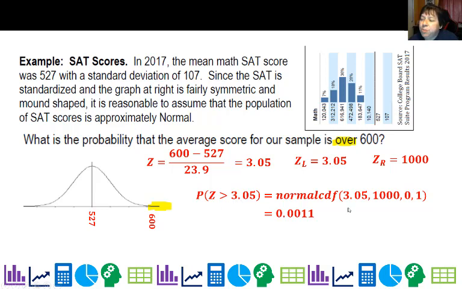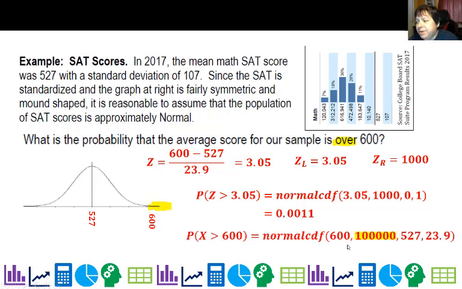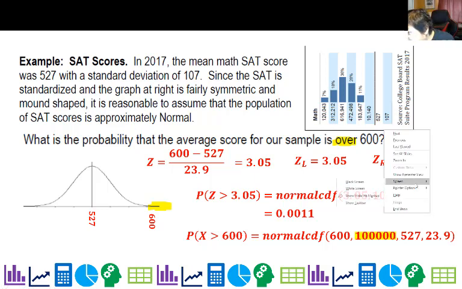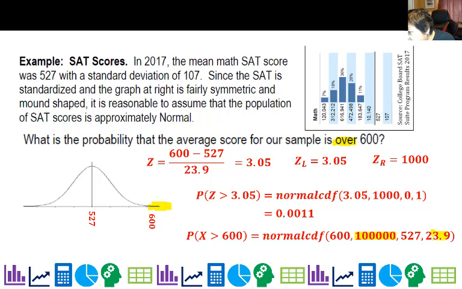If I want to do this probability with x values and skip the z-score, I can. Let me show you how to do that. It's 600, so I still have the 600. I still have a very large number here, still have my original mean, but my standard deviation is a little different. It's now 23.9. So this 23.9 is what's really different from the first time because our standard deviation is different.